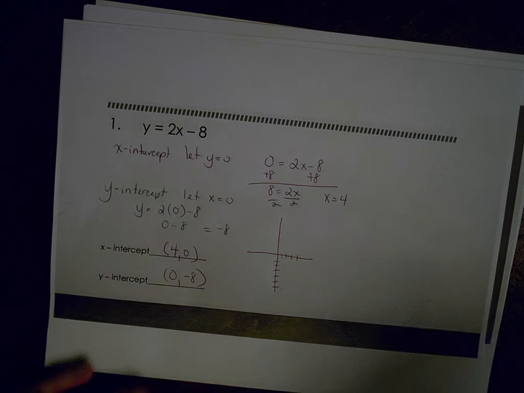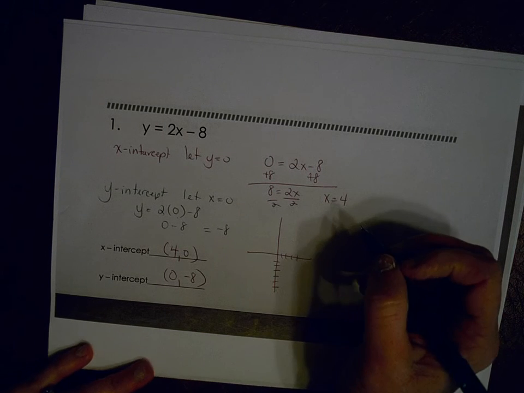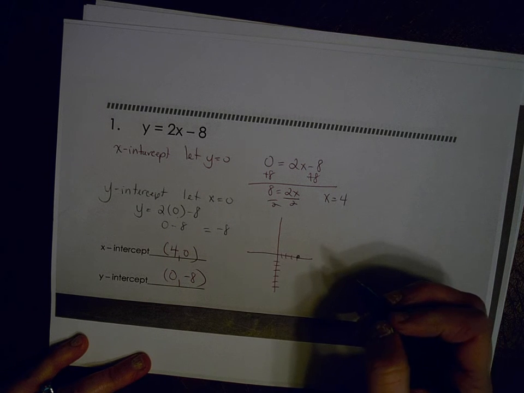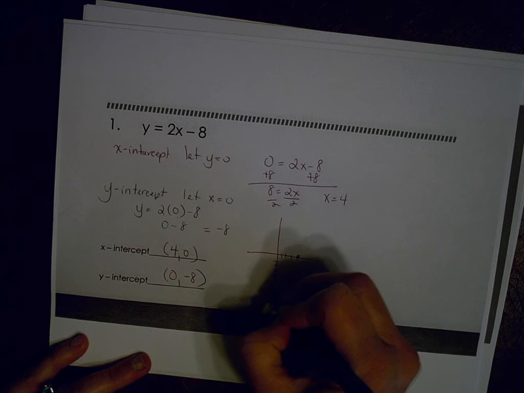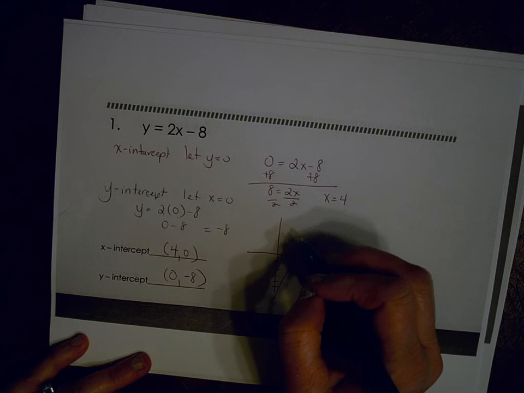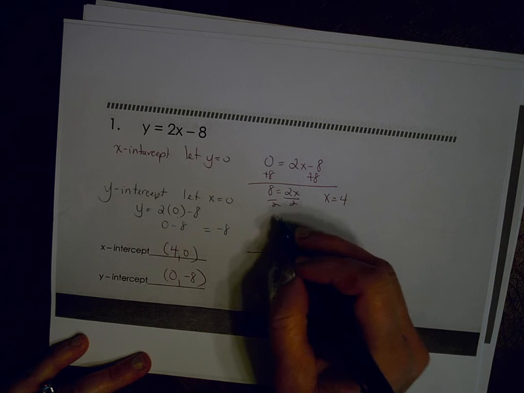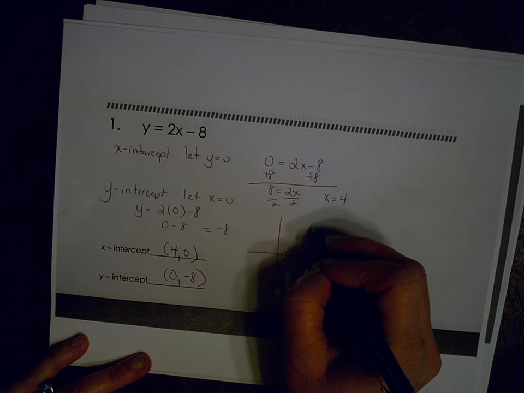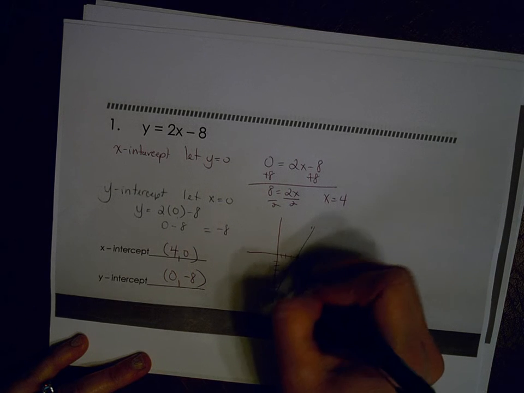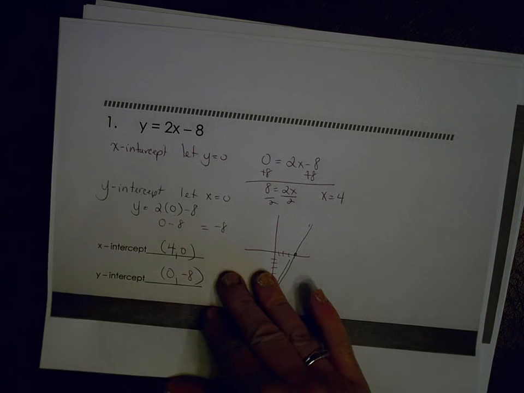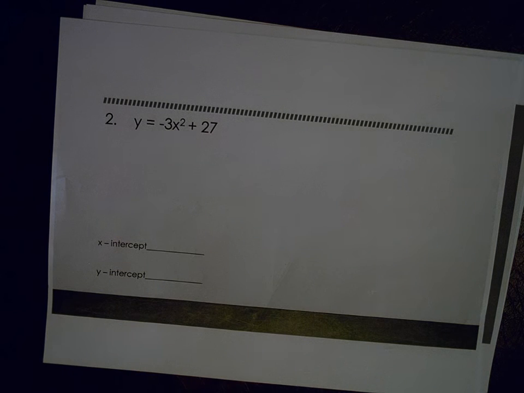This would cross at 4. It would cross at negative 8. Sorry, actually, this would be a line. It can't be a parabola, it's not squared. Okay, next one is a parabola.